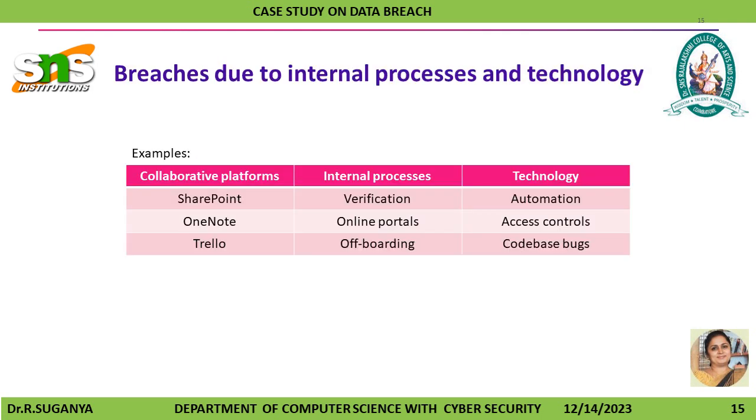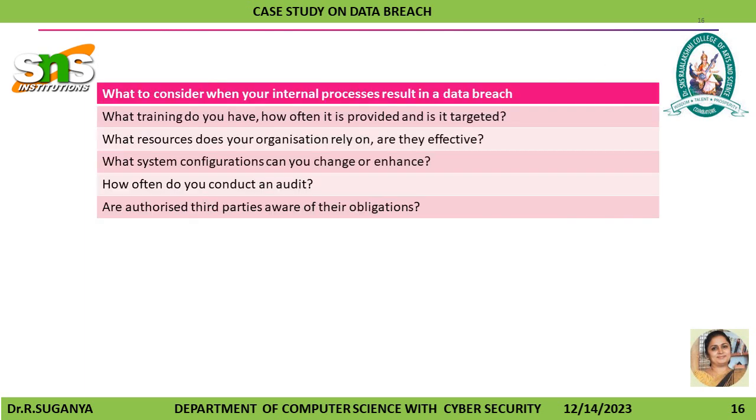Breaches due to internal processes and technology. Collaborative platforms, internal processes and technology. SharePoint: the internal process would be verification and the technology uses automation. Collaborative platforms include OneNote and Trello. Internal processes can be online portals and offboarding, and technology used is access controls and code-based bugs.